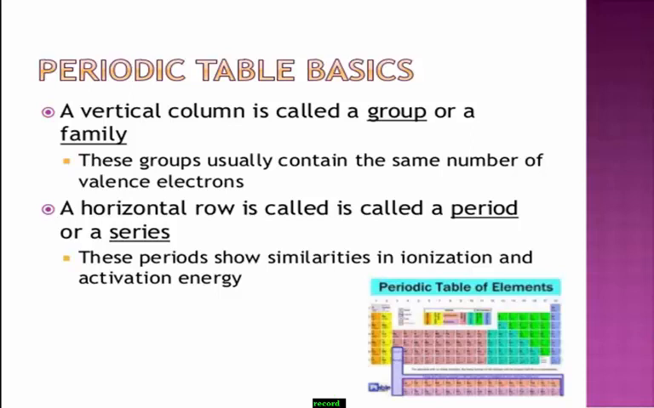Next, a horizontal row is called a period or a series. Usually these periods show similarities in ionization and activation energy. What is ionization energy? What is activation energy? We'll see later. But now you only concentrate on the topic, what is a group and what is a period. A vertical column present in the periodic table is called a group, and the horizontal rows are called by the name periods or series.